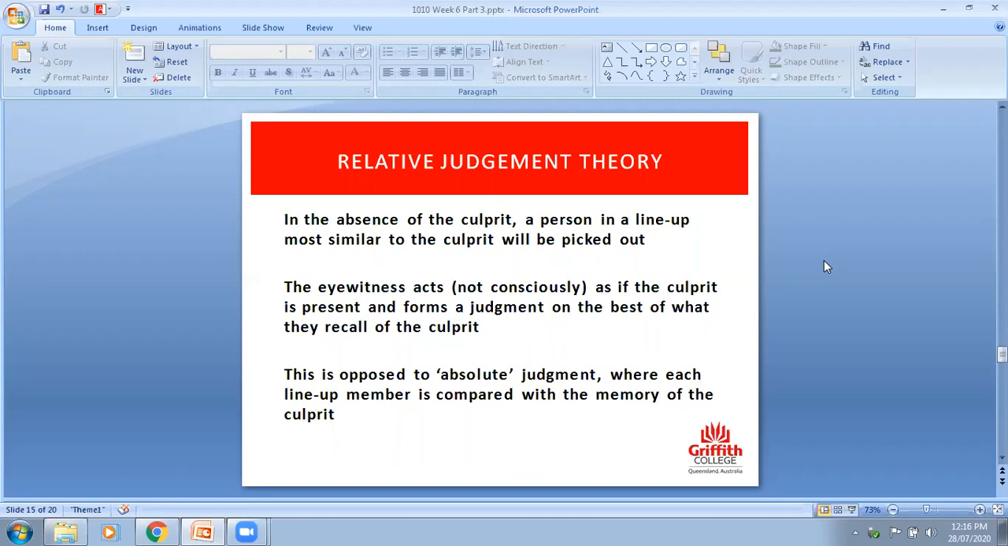So the eyewitness acts as if the culprit is present and forms a judgment. So it is a relative judgment where they look at all in the lineup and compare them to each other and pick the one most likely to be the offender. And this is why Ronald was picked. He was the most likely candidate to be the offender. This is opposed to absolute judgment, where each lineup member is compared with the memory. So they look at one person at a time and compare them to their memory.